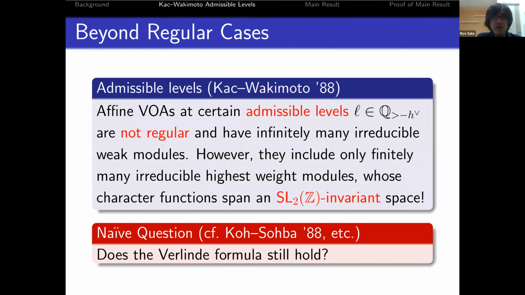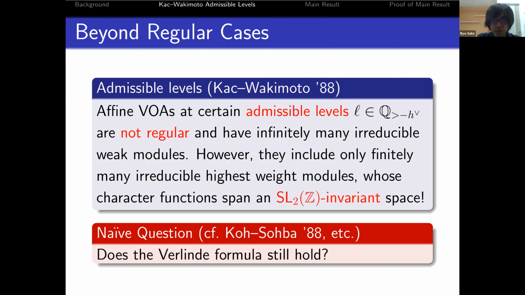So far we considered only regular cases, but at the admissible level, the corresponding affine VOA is not regular, and they have infinitely many irreducible weak modules. So there are so many modules, and the situation is very different from the regular cases. However, they include only finitely many irreducible highest weight modules for the corresponding affine VOA, whose character functions span an SL2(Z) invariant space. So in some sense, this non-regular VOA has some nice modular invariant property.